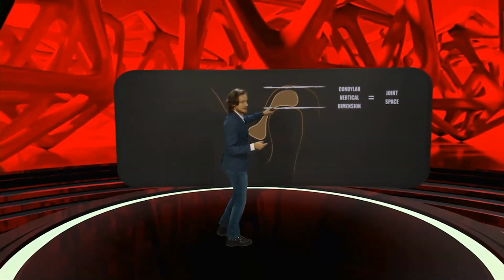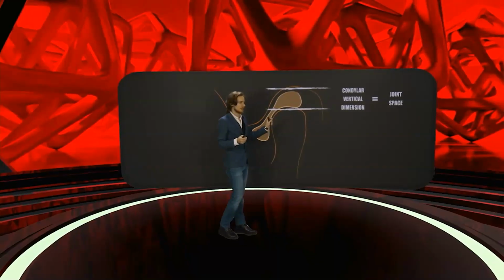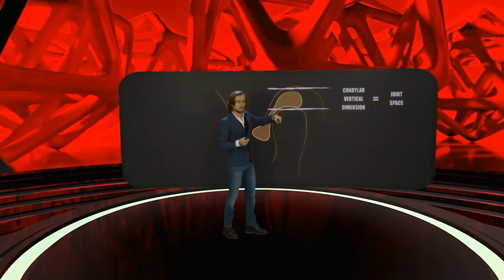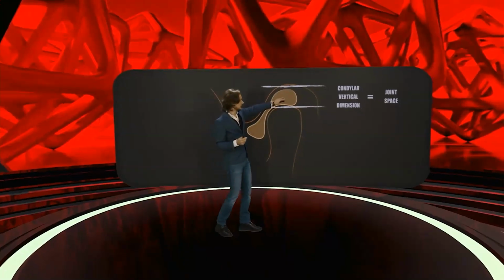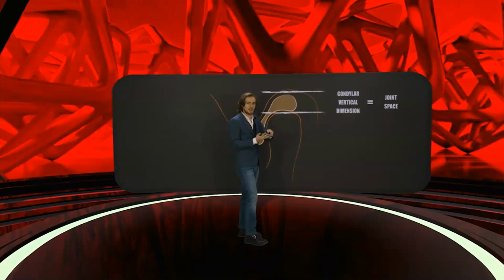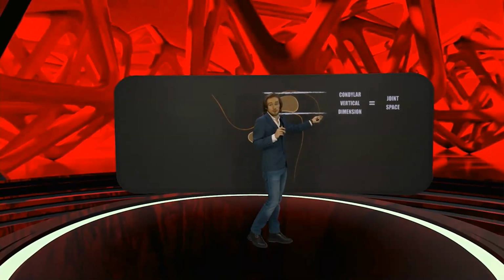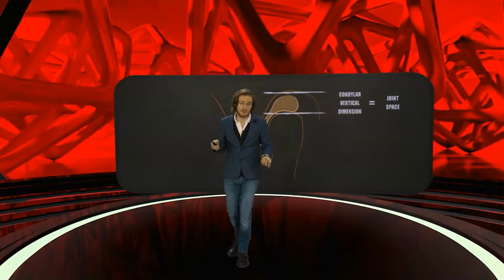The joint space is for the disc and for the soft tissues. So this is called the condylar vertical dimension, and when the disc jumps out, it collapses. So the condylar vertical dimension is decreased, and we can also call it the joint space, just the joint space.